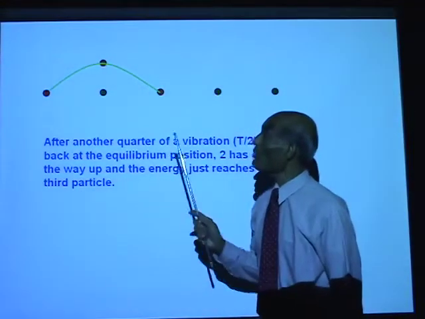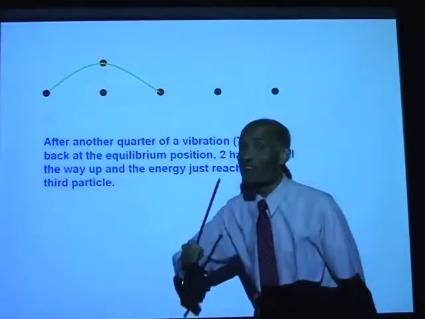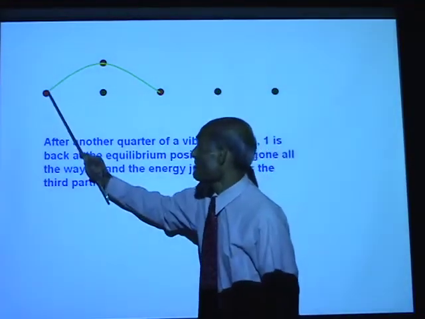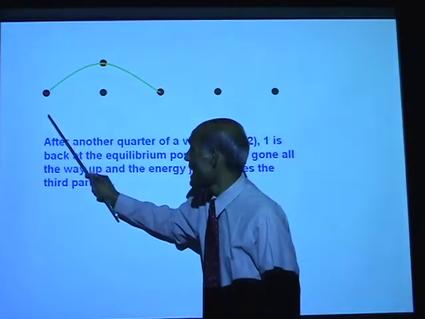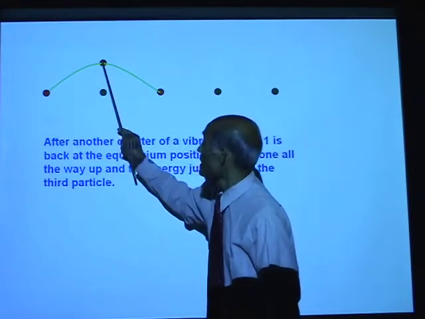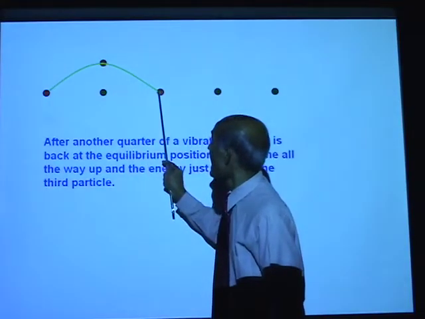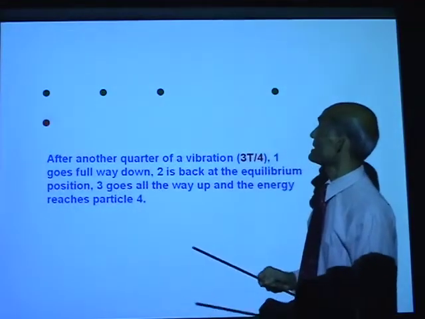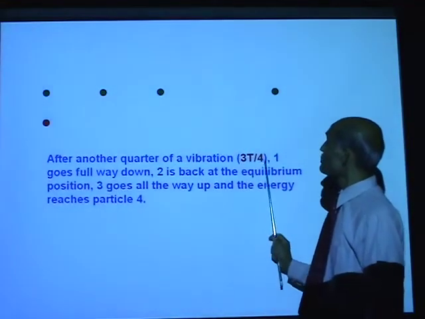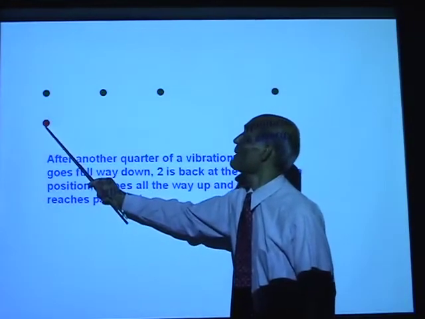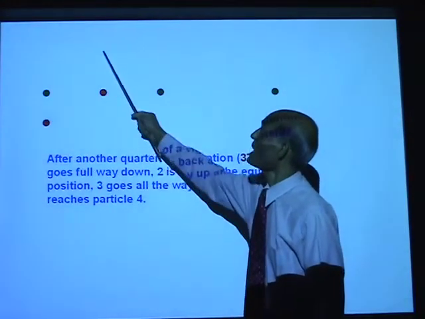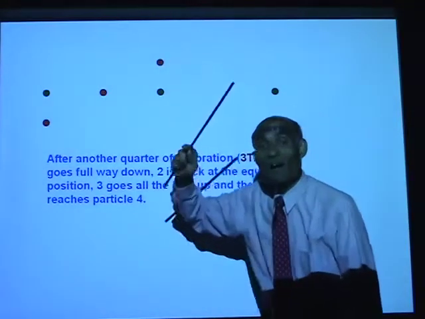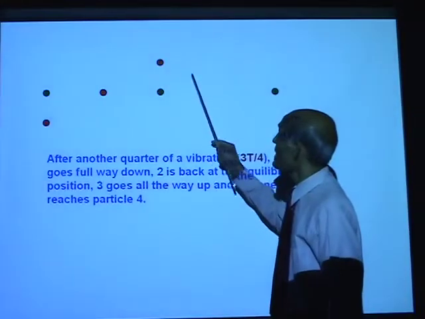Can you tell me, what will be the state of vibration after another quarter of a period? Well, let's talk about it. After another quarter, this will go down to the lower extreme, this will come back to the equilibrium, and this will go up a quarter of a vibration. That's right. So in a time 3T over 4, our first particle is here, the second particle has come back to the equilibrium, the third particle goes all the way up, and where does the energy reach?